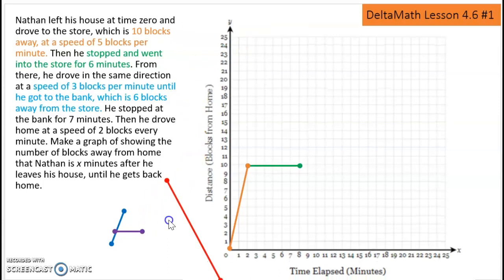Three blocks per minute until he got to the bank, which is 6 blocks from the store. Oh, maybe we should have labeled where the store was. Okay, so come back, reread.